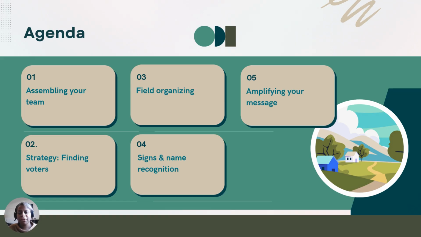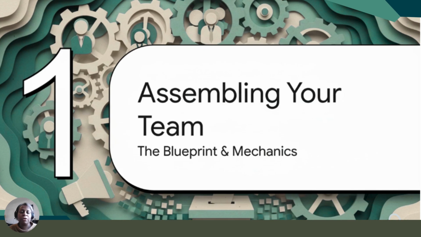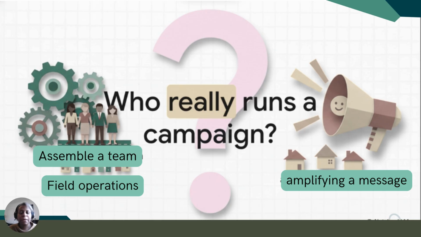Sometimes people just say field. Then we'll talk about something really important, which is signs and name recognition. And then finally, amplifying your message. So, again, this is getting into once you have decided what campaign you're running for, you have to start really building out the different pieces. So, the first one, again, is assembling your team. These are the people who are going to be the blueprint and the mechanics of your entire operation. They are the ones who are going to power your engine and keep it humming all the way to election day.